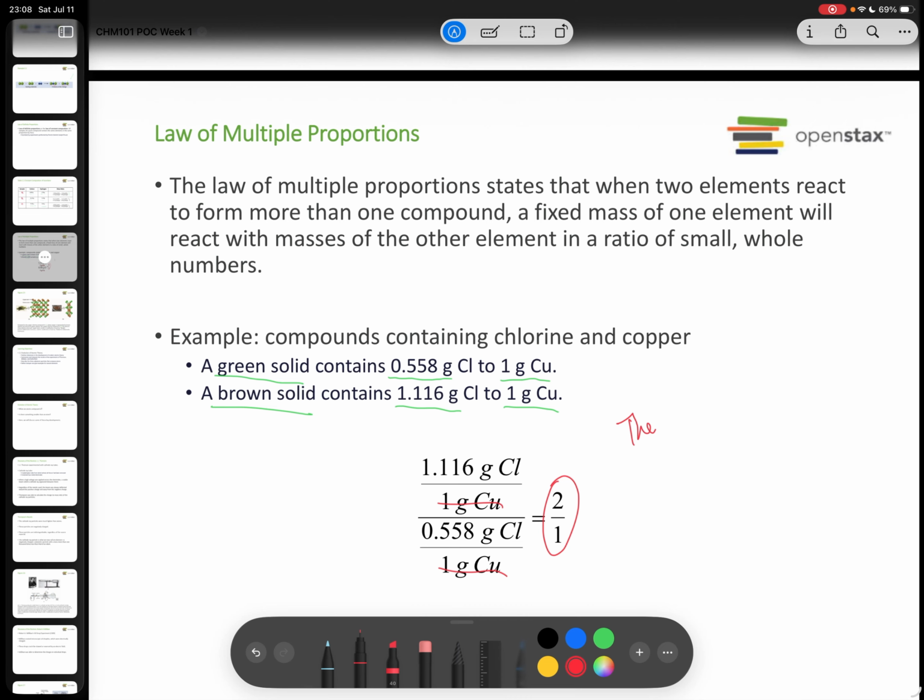So lagay natin, the brown compound has 2 times as much chlorine per copper compared to the green compound. Okay?